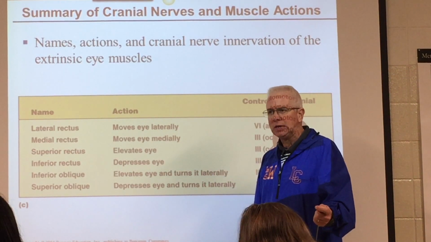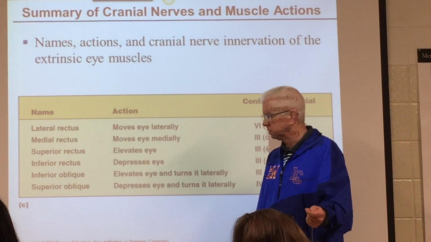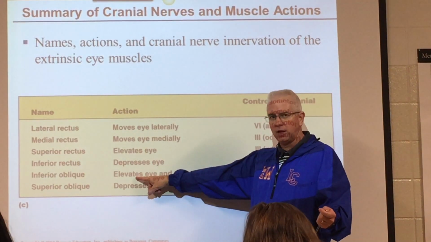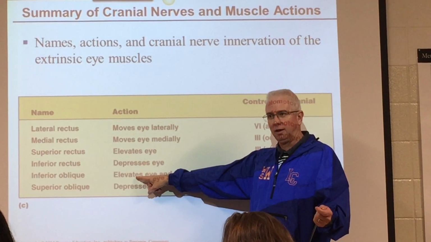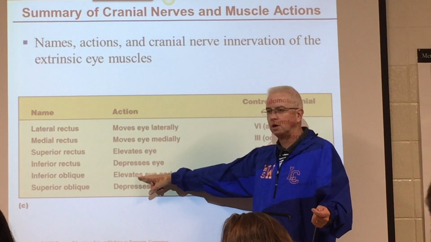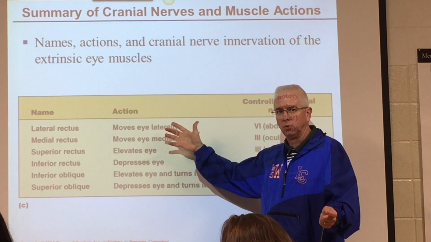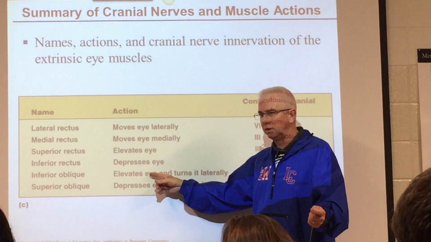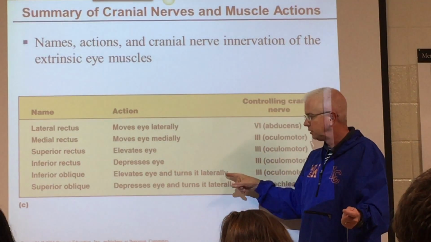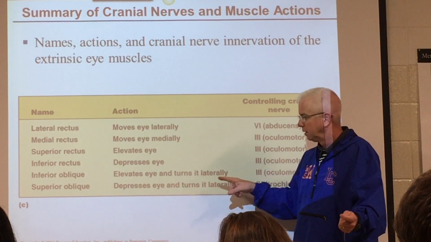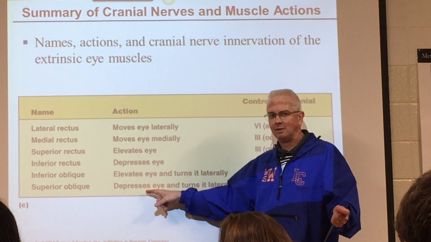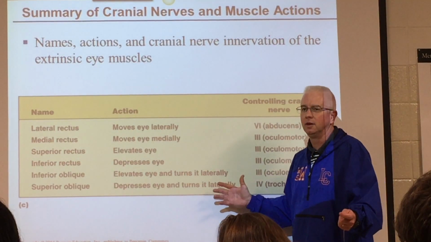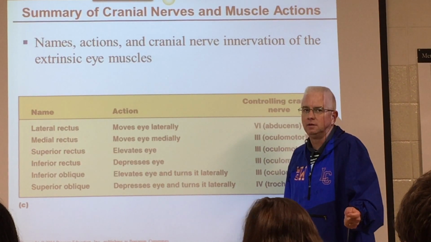Why do we need oblique muscles? Can I not elevate the eye without the oblique? I can. Why couldn't I just do a combination of rectus muscles with this function instead of having an oblique muscle? Can I not turn the eye lateral? Can I not depress the eye and turn it lateral? What's the point then? What is the point of having these?